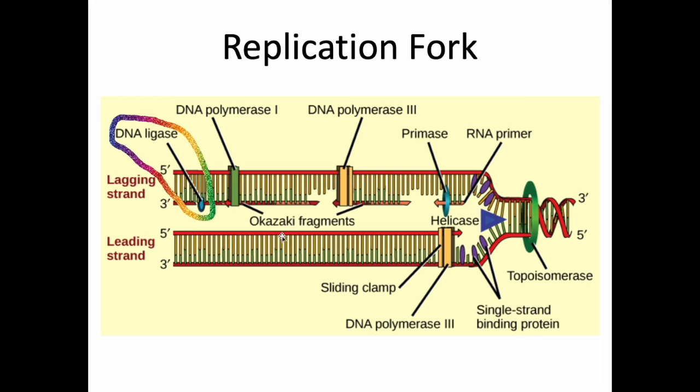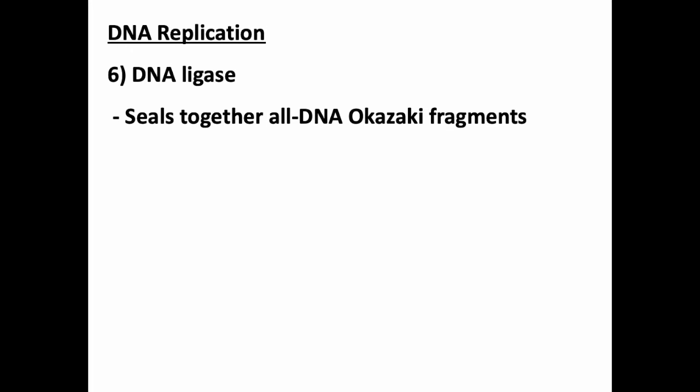The leading strand is built in one go toward the site of unwinding. See a little arrow here, toward the site of unwinding. The lagging strand is going to be built discontinuously, starting and stopping, starting and stopping. But by the time we're done, it's going to be one big long piece of DNA. So that's the action. DNA ligase sealing together these now all DNA Okazaki fragments.